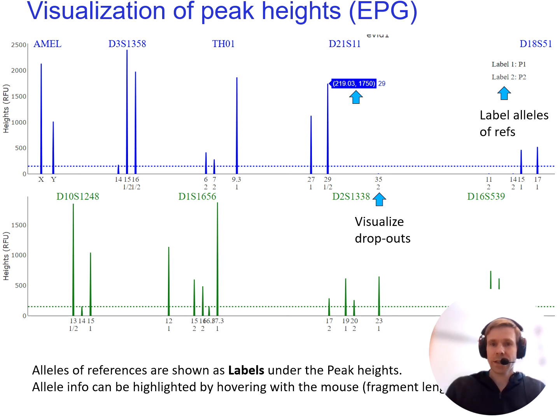What's also very nice is that you can hover your mouse over the peaks to see more information: the fragment length, the height, and the allele. The line here is the defined analytical threshold. We will come back to how to specify this in the model setup.